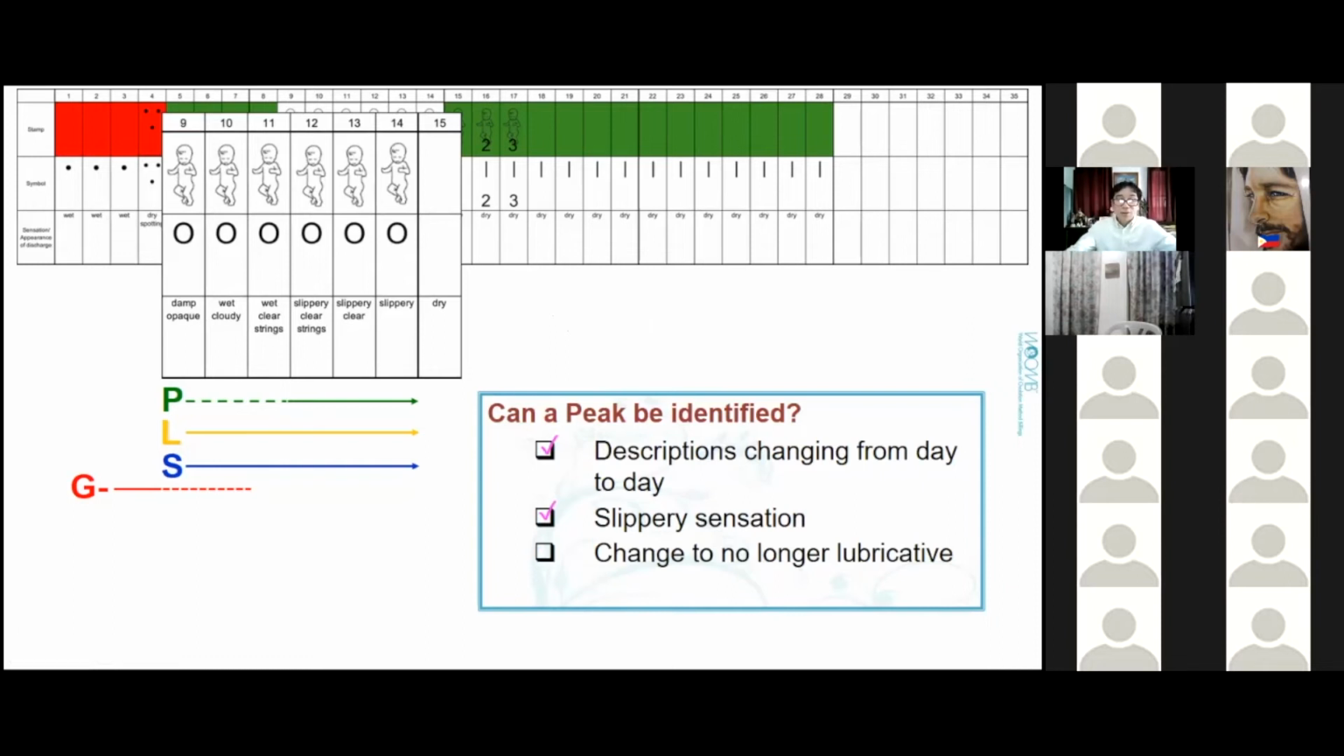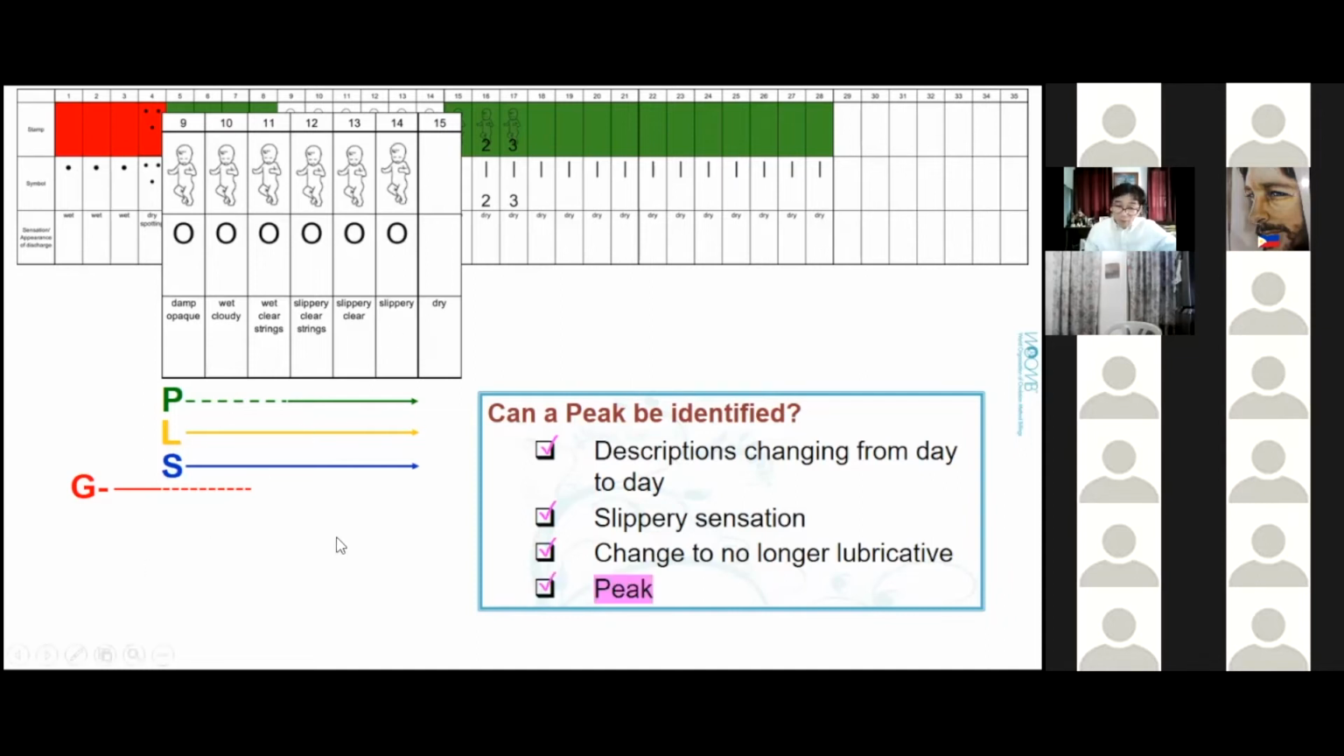What happens? Day 15, no longer slippery. Day 15, no longer wet. Change to no longer lubricative. Lubricative is a particular word in Australia which means slippery. No longer slippery on day 15. Check. So we can identify the peak, and the peak day is day 14.